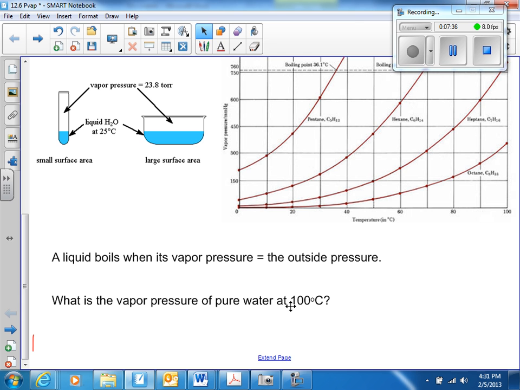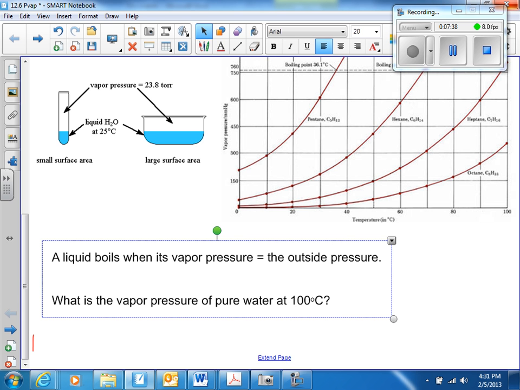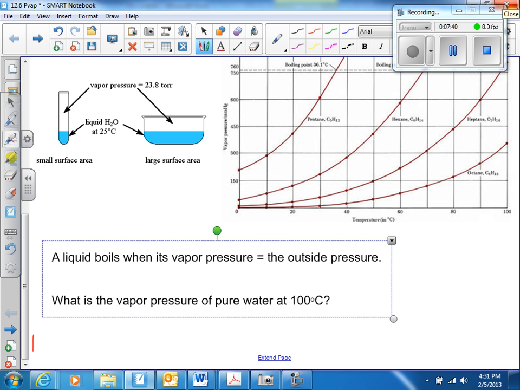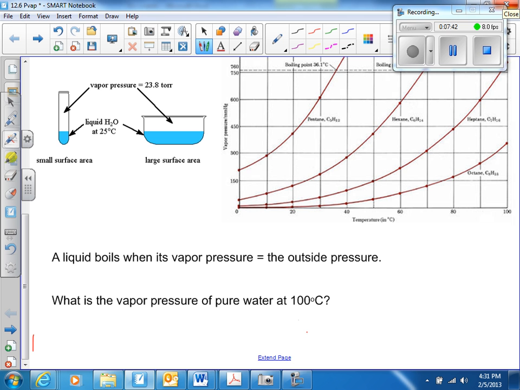100 degrees Celsius normally. So 760 millimeters mercury, 1 atmosphere. Water boils at 100 degrees Celsius. That's the normal boiling point, 760 millimeters mercury, or 1 atmosphere.